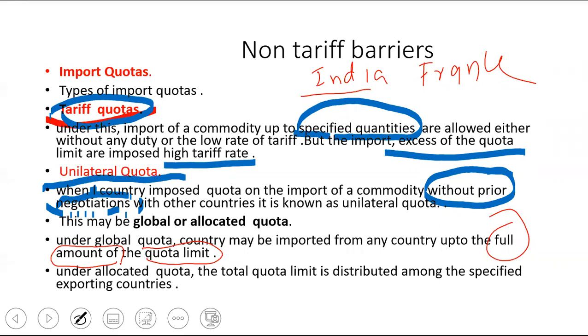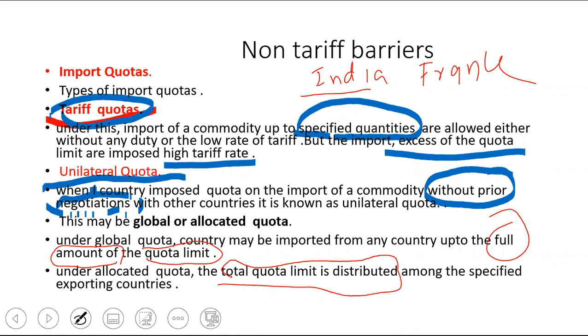पूरा वर्ल्ड से चाइना से इतना इंपोर्ट करने का, फ्रांस से इतना इंपोर्ट करने का, थाईलैंड से इतना इंपोर्ट करने का, पूरा ग्लोबल कोटा गवर्नमेंट ऑफ इंडिया विल फिक्स. Under allocated quota, total quota limit is distributed. See this word. Allocated quota क्या है? Allocated quota में जितना maximum import है, okay, that will be distributed among the countries.